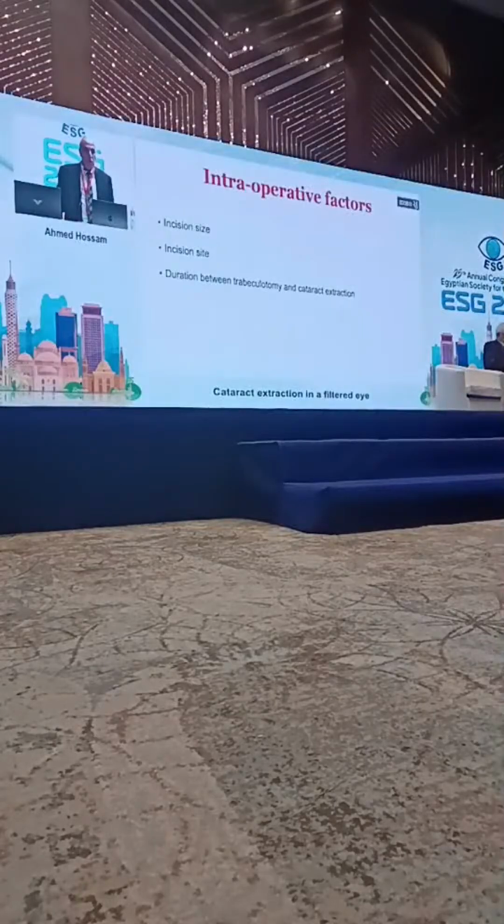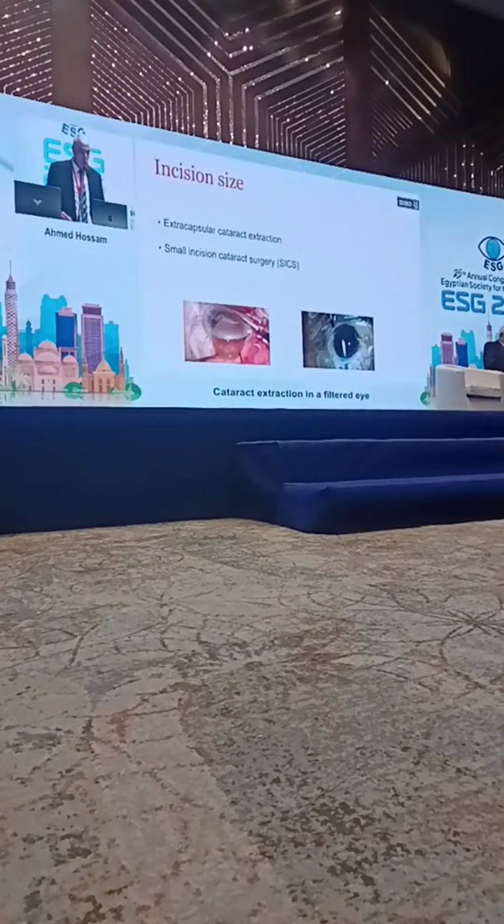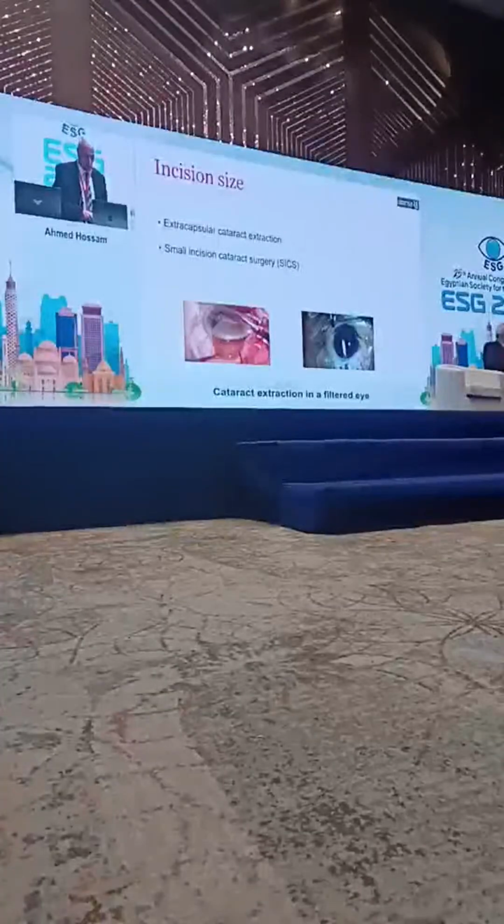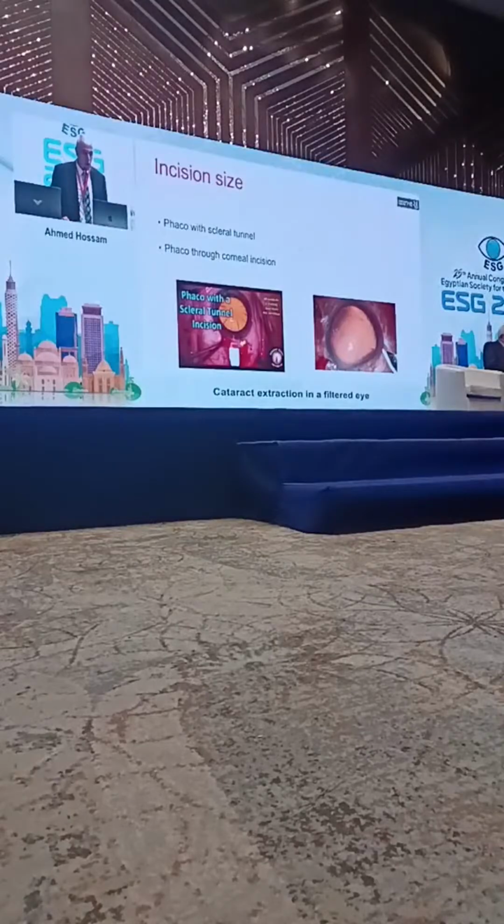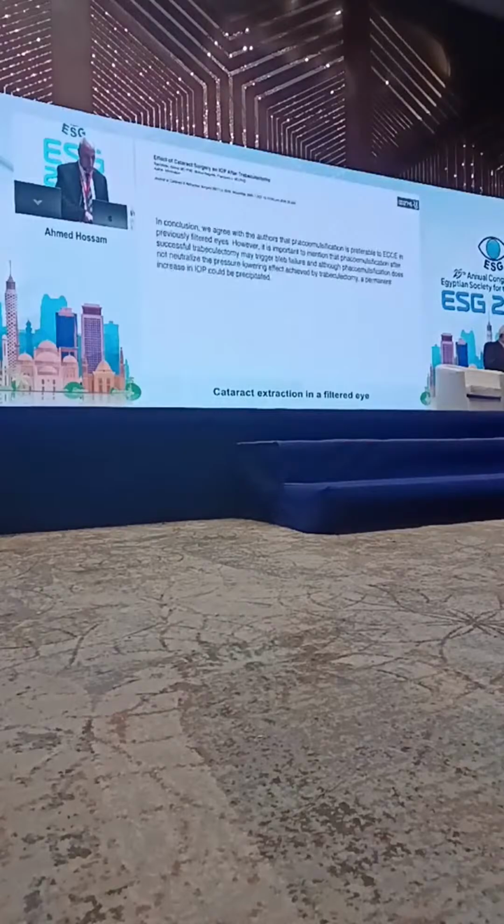If we look for the intraoperative factors related to bleb failure after phaco, there's incision size, incision site, and duration between trabeculectomy and cataract extraction. As we all know, cataract extraction was done in the past by extracapsular extraction, or small incision cataract surgery, or some people call it MSICS, and phacoemulsification, either with scleral tunnel or through corneal incision.